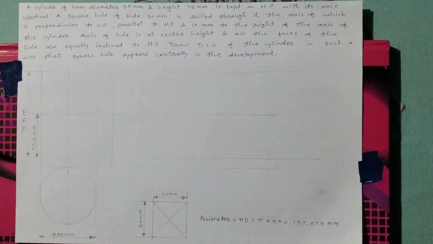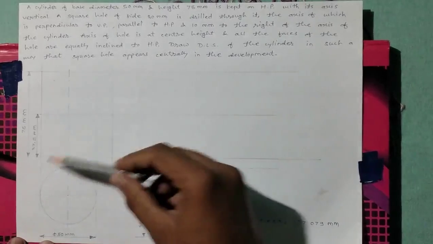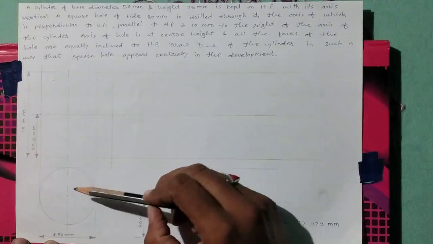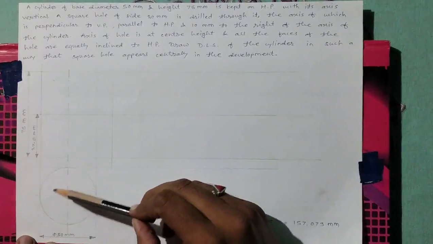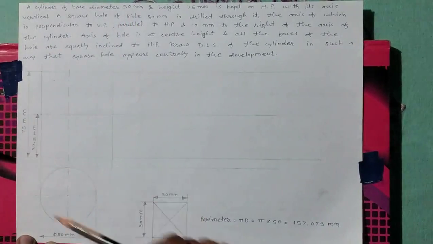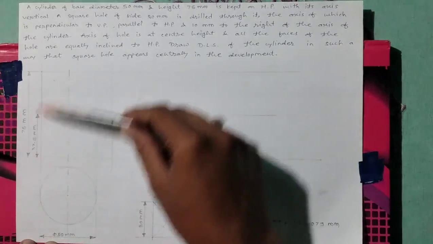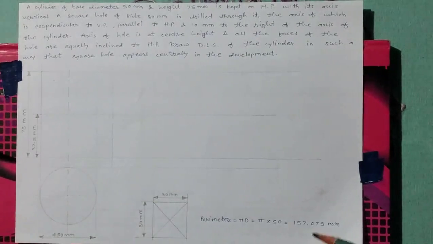First we have to draw a cylinder of base diameter 50 mm and height 75 mm kept on horizontal plane with its axis vertical. Okay, we have shown here front view and top view of this cylinder. In top view, we have drawn a circle of base diameter 50 mm, and in front view we have drawn the axis of cylinder as 75 mm.